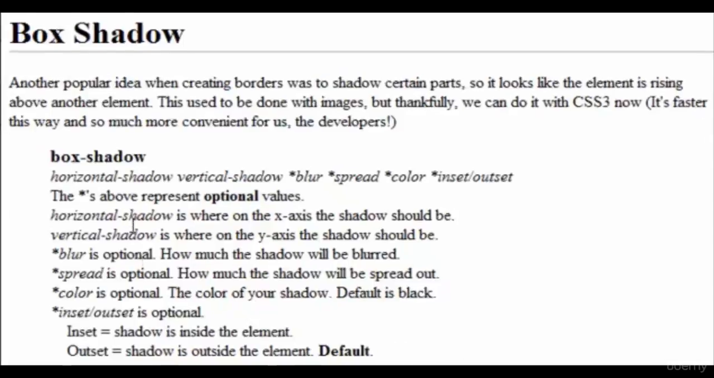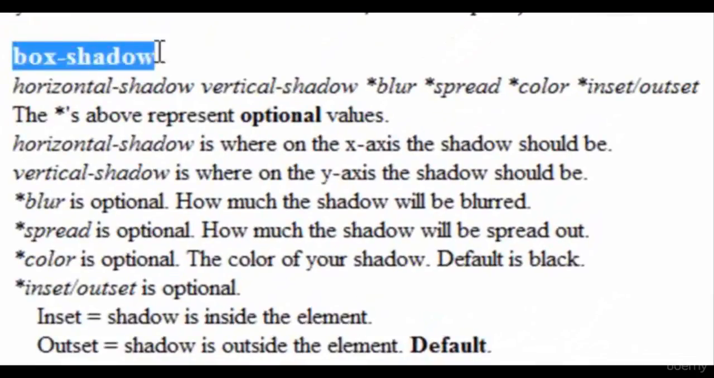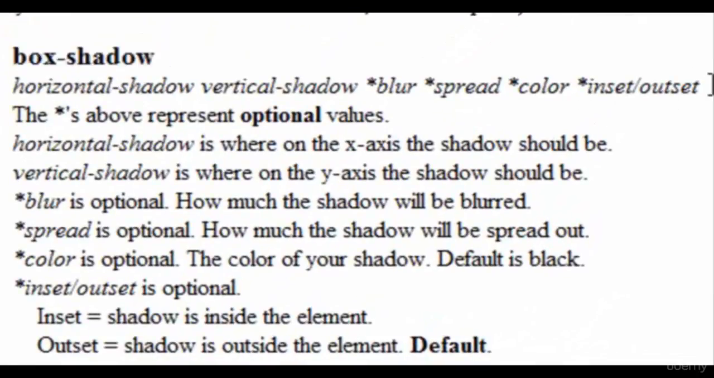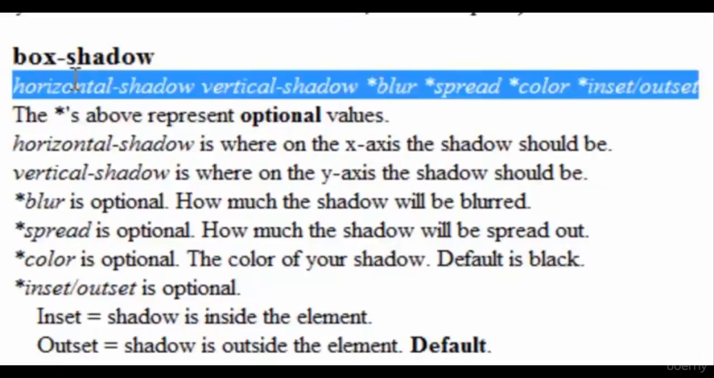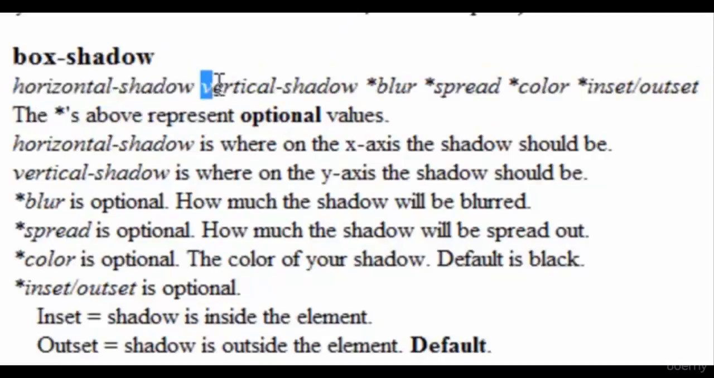So let's look at the property. We have box-shadow, and it accepts all of this in one line. First we have the horizontal shadow, then a vertical shadow, then we have blur, spread, color, inset or outset. So blur, spread, color, inset or outset, those are all optional values. You don't have to write those in there.